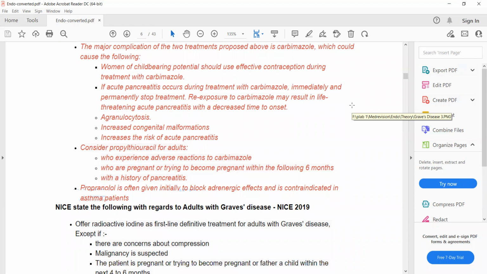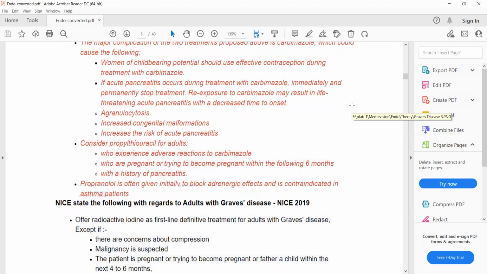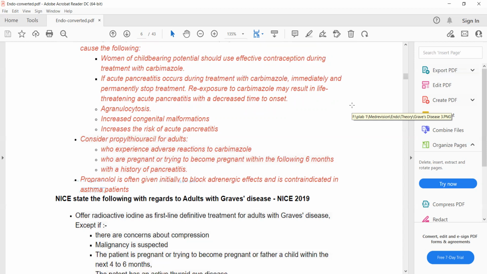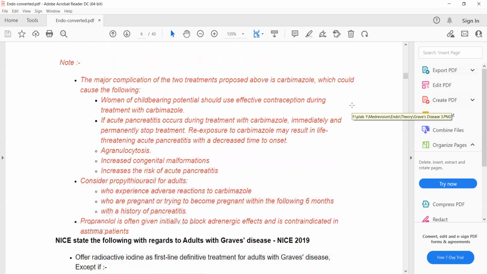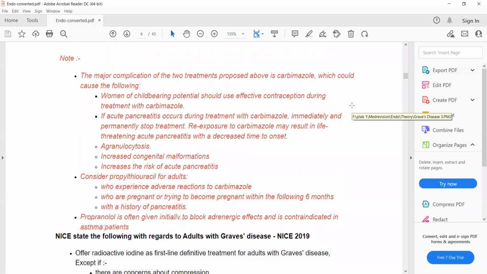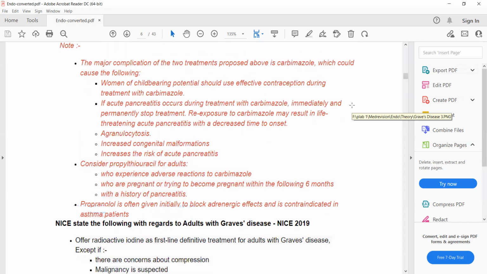Another side effect of carbimazole is agranulocytosis. It causes decreased production of neutrophils, so granulocytes will be decreased. So in short, the side effects of carbimazole are that they cause congenital malformation, they cause acute pancreatitis, and they cause agranulocytosis.